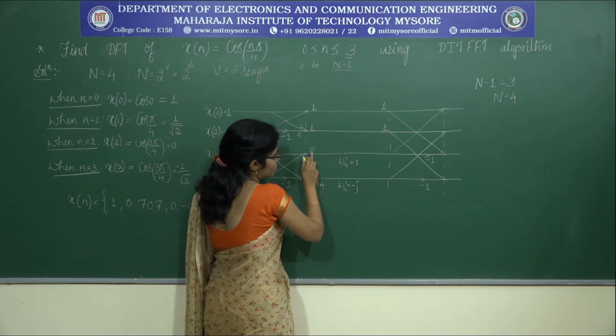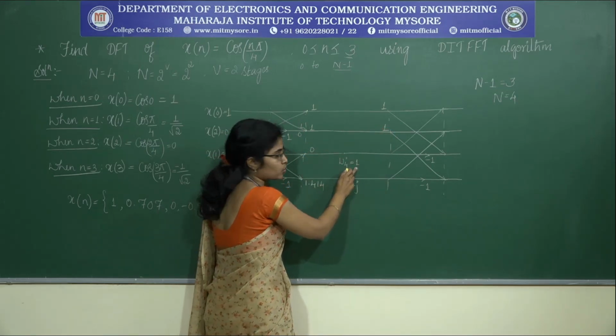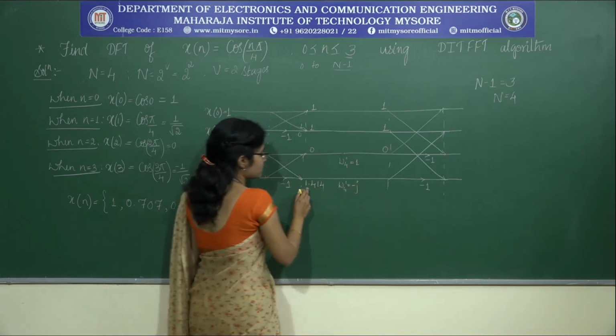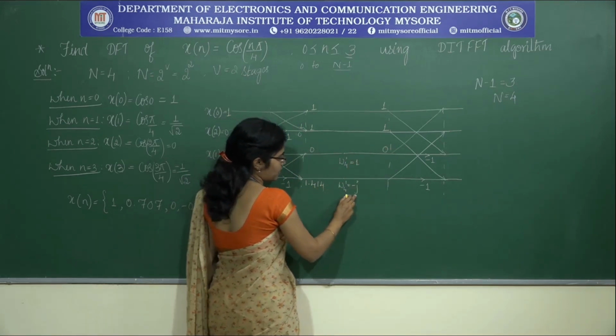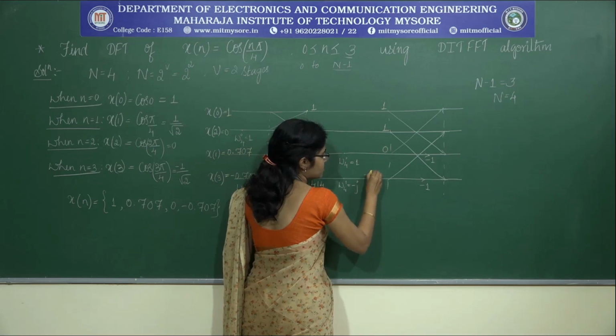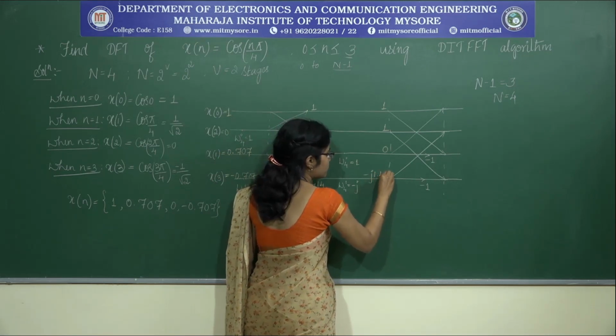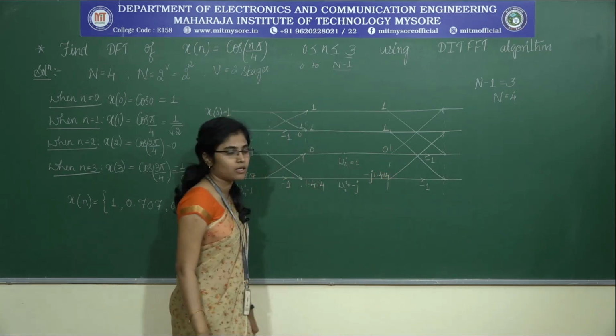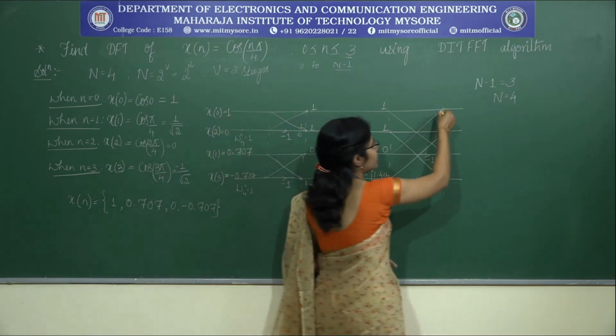At the third row, 0 should be multiplied with 1, which gives us 0. So again multiplying this with minus j gives us minus j 1.414. Okay. Now let us try to find out the output.